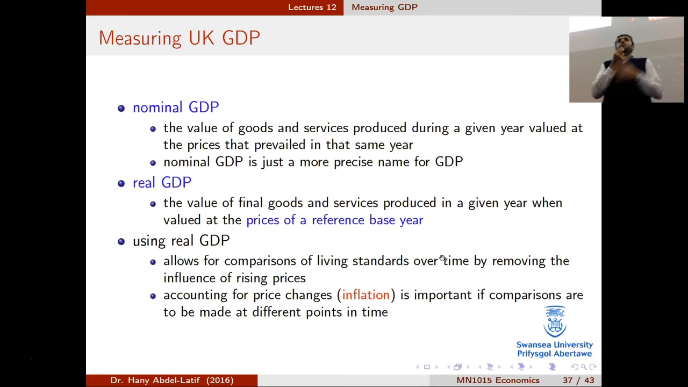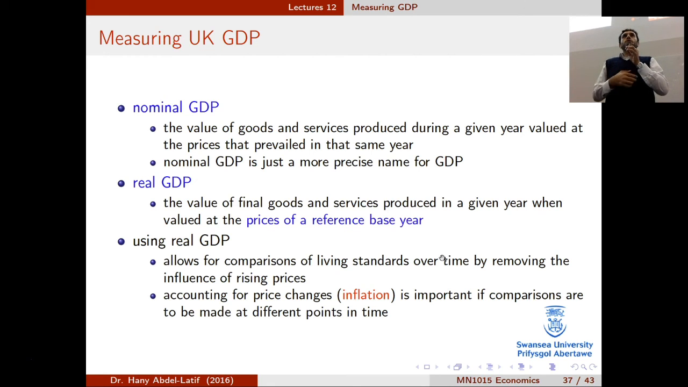So the next year, we produce 50, the same amount, but this time we sold them for £3 each, not £2. So how much is the GDP? 150. So 3 times 50. So what happened here?